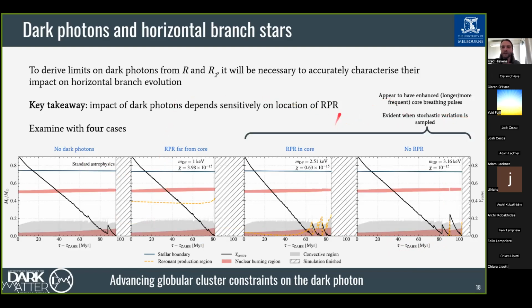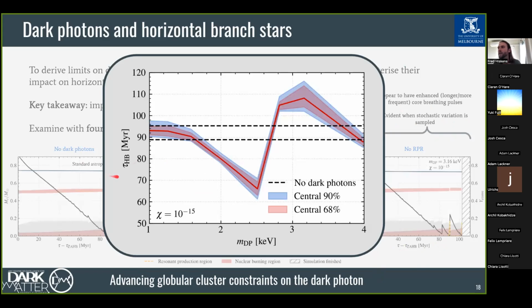I probably know what you're thinking. I've been telling you before that this is a stochastic process. And so you could be wondering, well, could this just be a manifestation of that stochasticity? But no, actually, this is going to be evident even when you sample the stochastic variation enough. So we can have a look at that. In this plot, I've got the horizontal branch lifetime, again, allowing the stochastic variation to be sampled. And this is going to be shown as a function of different dark photon masses with a mixing parameter of 10 to the negative 15.